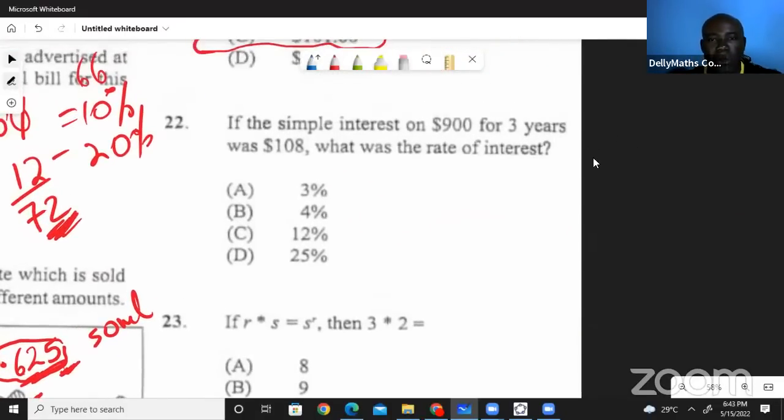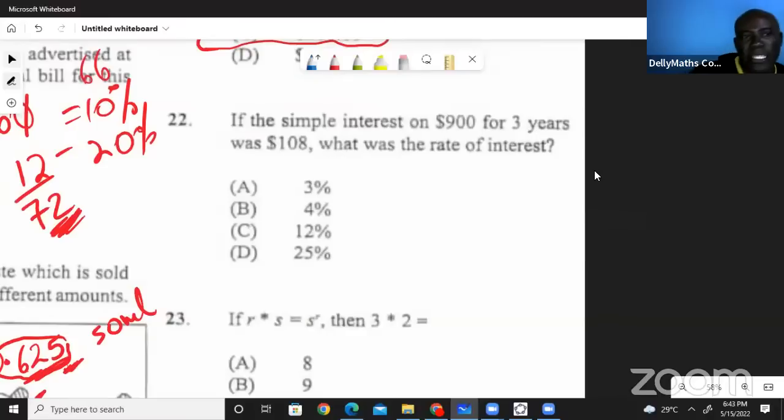All right, good. Let's slow down a little bit now. Let's take down the pace a little bit. All right. Number 22. We're at number 22. So number 22 is a simple interest question, and it reads: if the simple interest on $900 for 3 years was this, what is the rate?